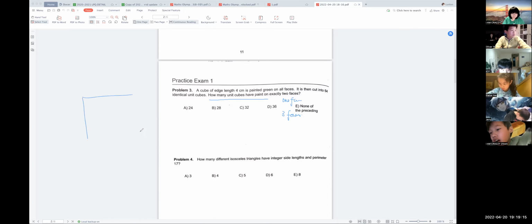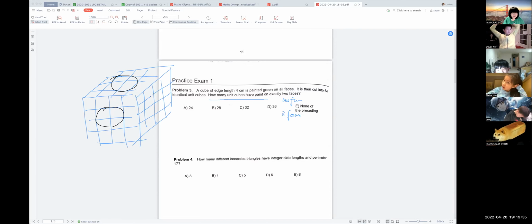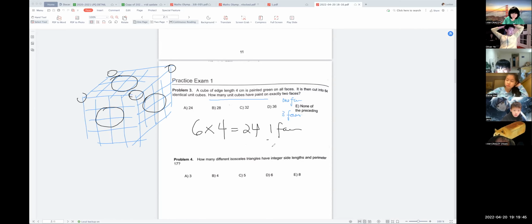Okay, so I'm going to draw it. So you're going to find out the ones which have exactly one face, these ones, right? So it's on the face. So 6 faces times 4, so equals 24. 1 face. And on the corner is the one that has 3 faces. So 3 faces is 8 times 1 equals 8. Get it, everybody?